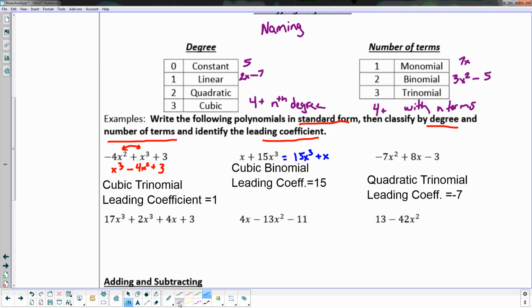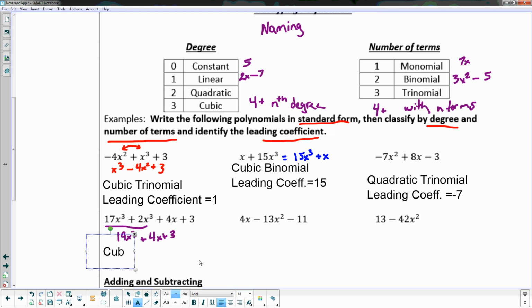For the next one, what we need to start with, we actually have these 2 things here that are like terms, so we should simplify those like terms. So 19x cubed plus 4x plus 3. Okay, so even though it started with 4 terms, this thing really only has 3 terms when you simplify it. Now it's in standard form, so we're good there.